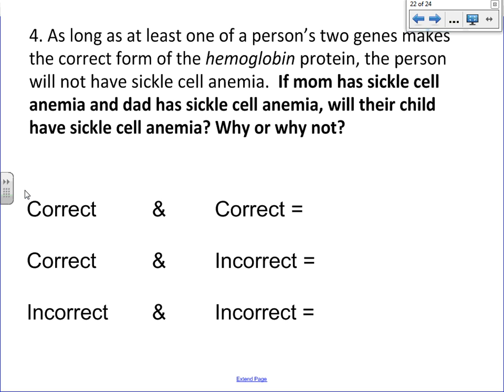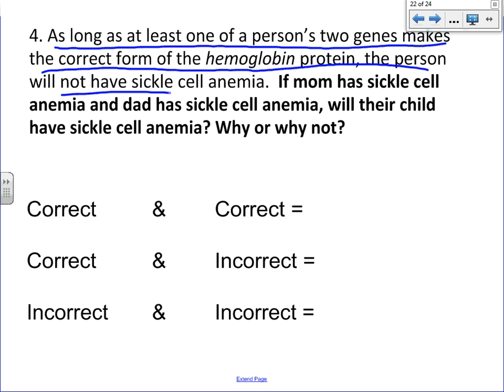If you made the correct form of hemoglobin and you made the correct form of hemoglobin, would you have sickle cell anemia? Take a second and think about it. The answer here is you would not have sickle cell. And the reason behind that comes from the question. It says as long as at least one of a person's two genes makes the correct form of hemoglobin, the person will not have sickle cell anemia. So what that means is if you make both correct forms, you will not have sickle cell.